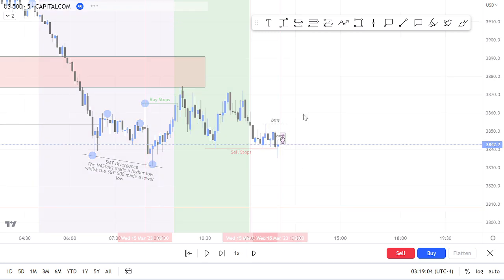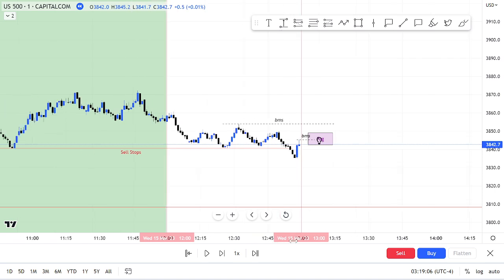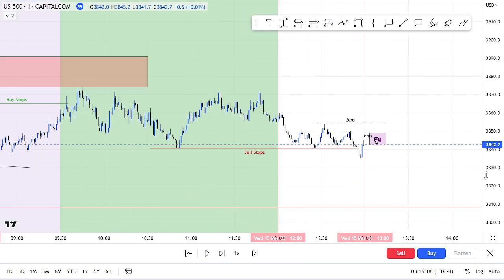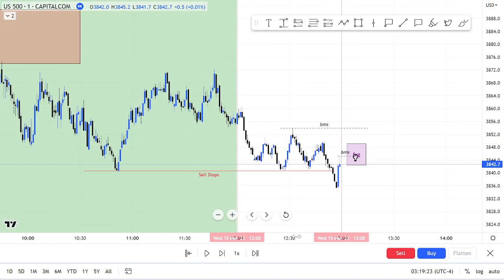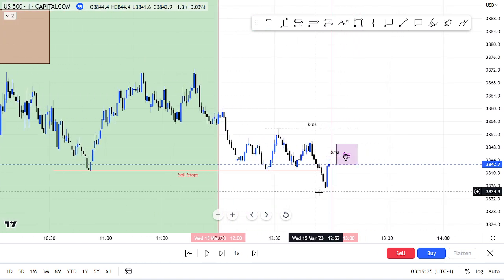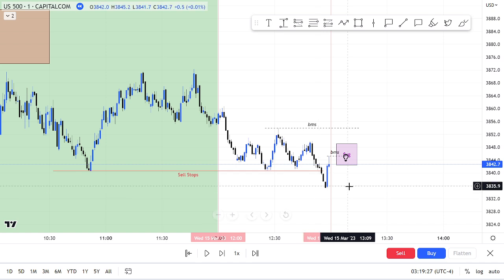So let me jump down to the 1 minute. So this is what I do. After I realize that price has taken out a level that I wanted, I usually go to the smaller time frames. Mostly the 5 to 1 minute. So 5, 4, 3, 2, 1, all the way down. I just went to the 1 minute right here because I know what happened on the 1 minute.